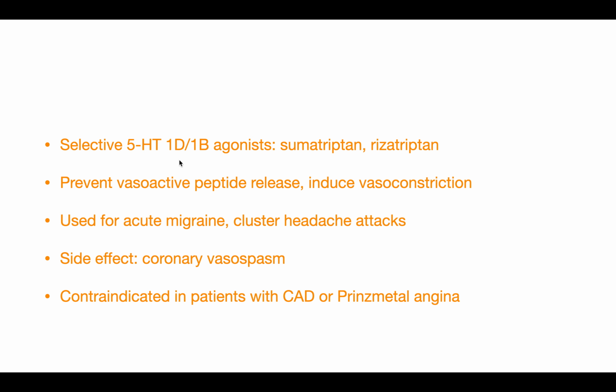The selective 5-HT1D/1B agonists, sumatriptan and rizatriptan, are going to prevent the vasopeptide release and induce the vasoconstriction. It's going to prevent substance P release in particular. So we use that for acute migraine or cluster headache attacks. Side effect, coronary vasospasms. So it's going to be contraindicated with anybody with a cardiac arrest history, anybody with Prinzmetal's angina.